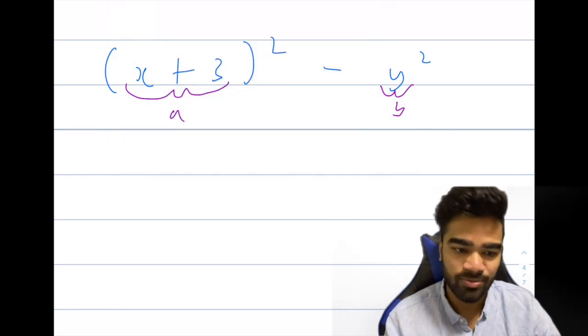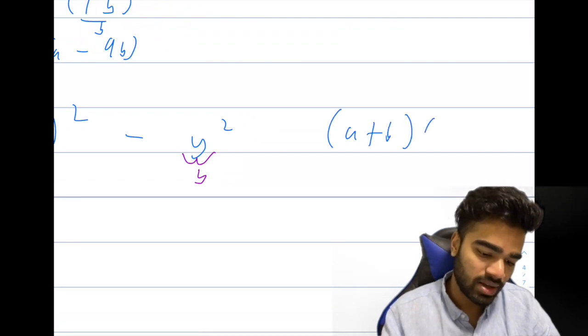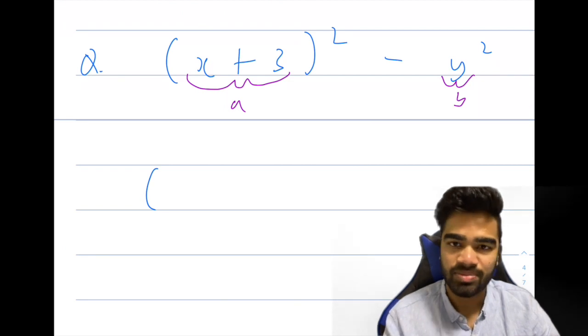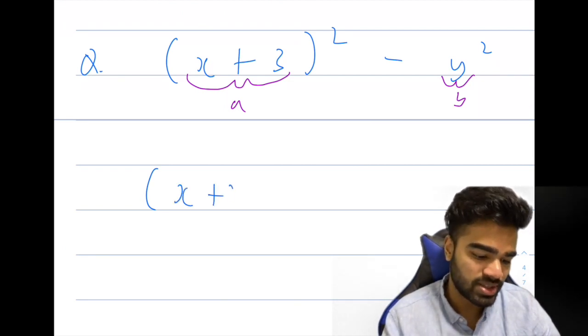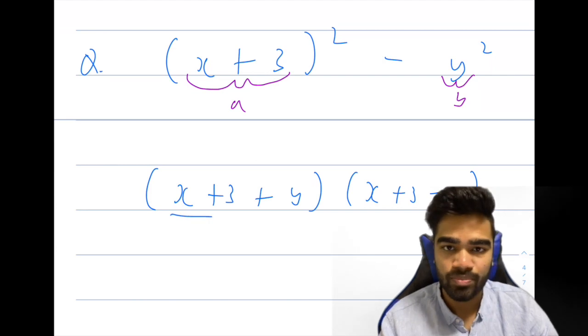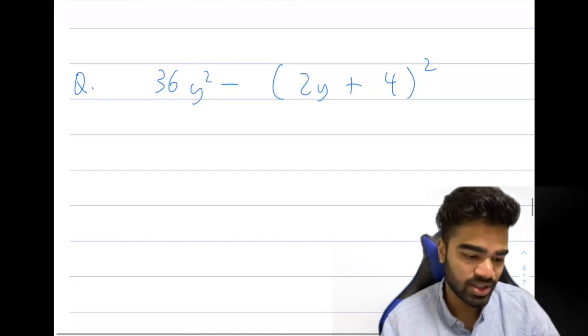So you still use the same formula, a plus b times a minus b. But this time a is just a couple of different terms. So it's a, which is x plus 3, plus b, which is y, and then x plus 3, a, minus b, which is minus y. Boom, a plus b, a minus b. Same thing, even though there's multiple terms.